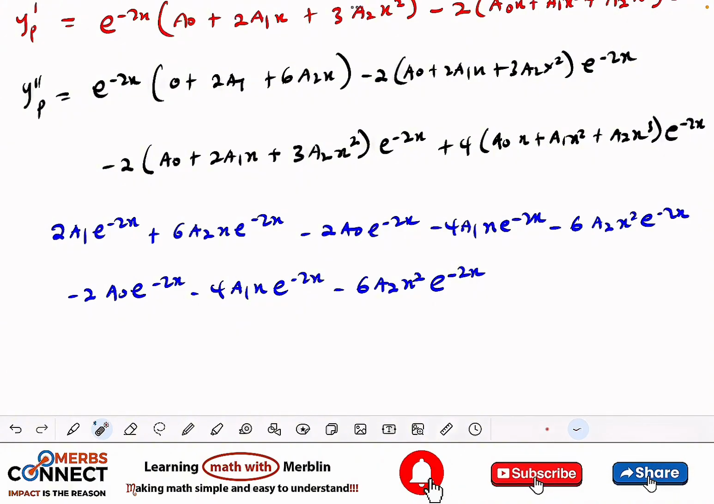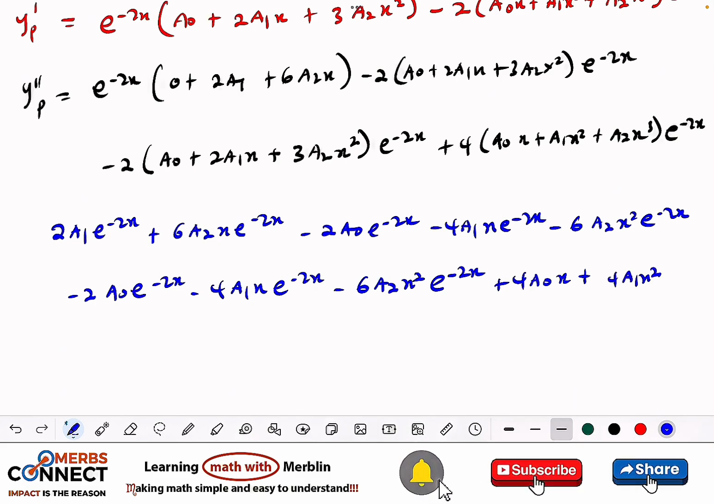Then the last one I multiply through by 4. I'm going to have plus 4 a naught x plus, is this supposed to be x? Yes, it's x plus 4 a1 x squared. This is x, I just confused myself. And then this one is going to be 4 a2 x to the power 3 e to the power minus 2x. Okay, let me add e to the power minus 2x to this, and then also add e to the power minus 2x to this.